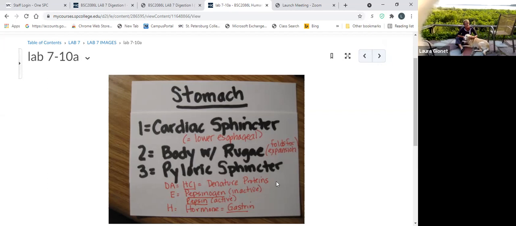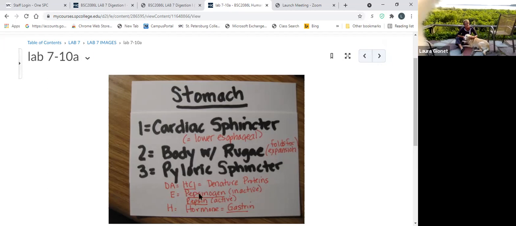convert another enzyme in the stomach from an inactive form to an active form. And we'll look at that more next week. It also helps to inhibit microbial growth, because some bacteria and viruses are particularly susceptible to low pH. So hydrochloric acid can help act as an antimicrobial.